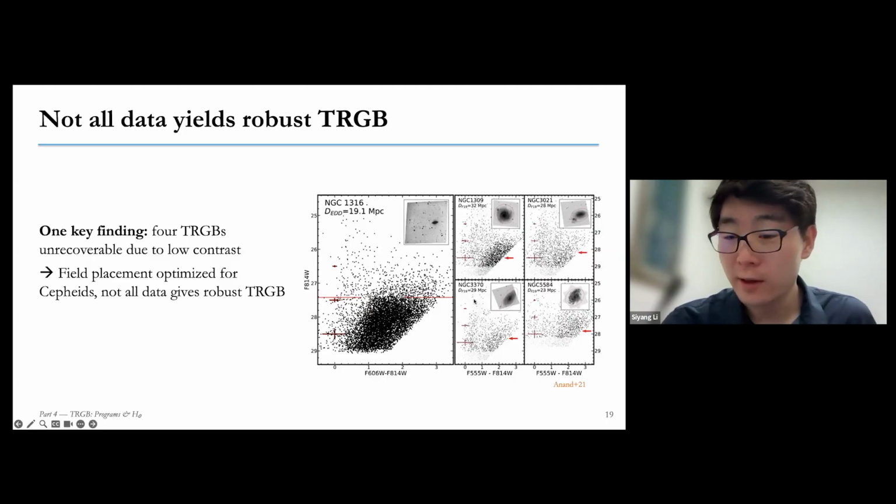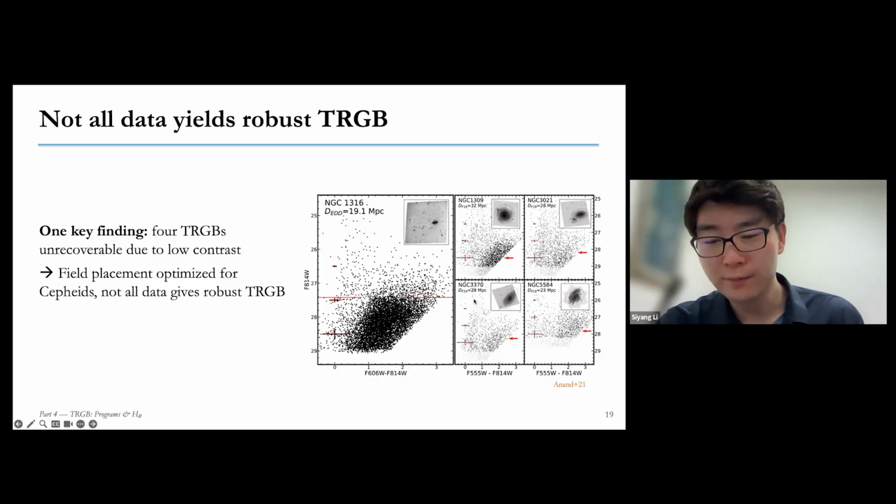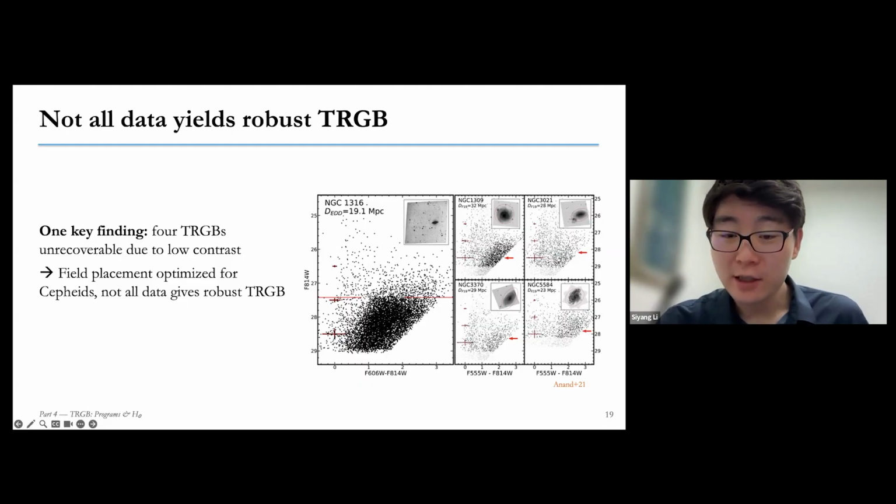On the right here is one plot from Anand's paper in 2021. These show color magnitude diagrams, so the brightnesses of these stars on the y-axis in the I band, the HST I band, F814W, as a function of color. Again, right is red, left is blue. On the left-hand side, they're showing a really pretty robust TRGB measurement in a color magnitude diagram for NGC 1316. You can visualize this TRGB drop-off or discontinuity pretty well by eye. As you go from the bottom to the top, you see a very sharp drop-off in the number of stars.